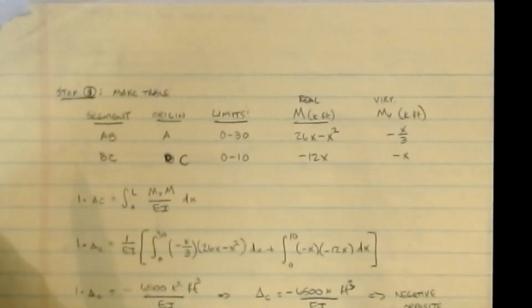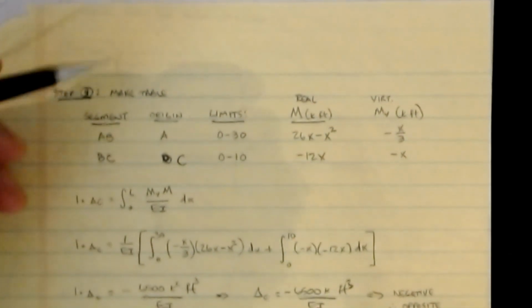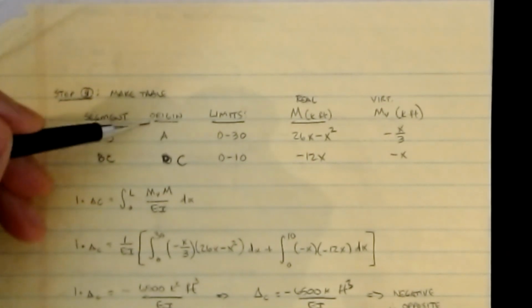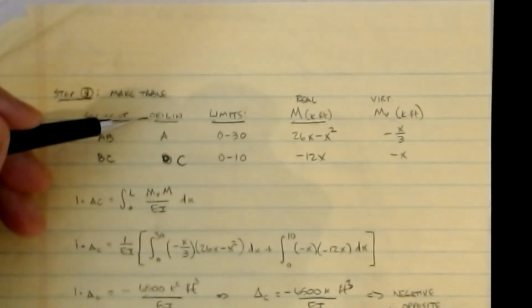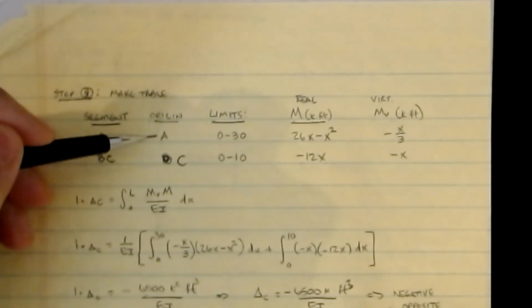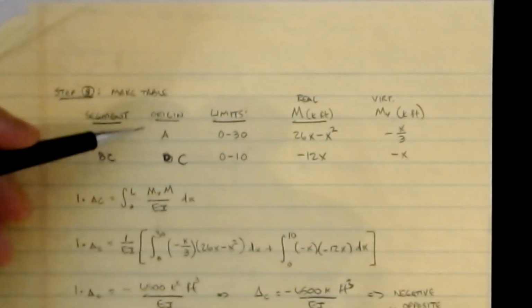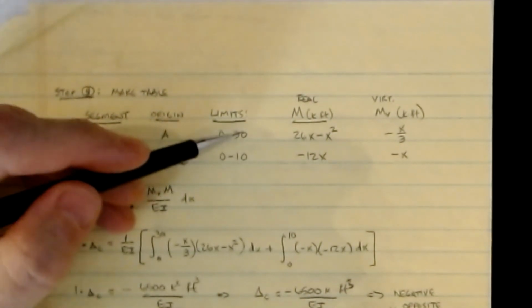Okay, and so that's the way we're going to do it. Now, the table's a little bit different, but I'm going to write it this way. I have my segments, AB and BC. I like to write down my origin where I measured x from. In this one, I measured x from A on AB, and I measured from C on BC. The limits of integration for AB are from 0 to 30.